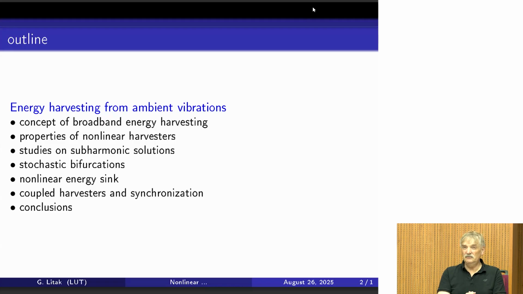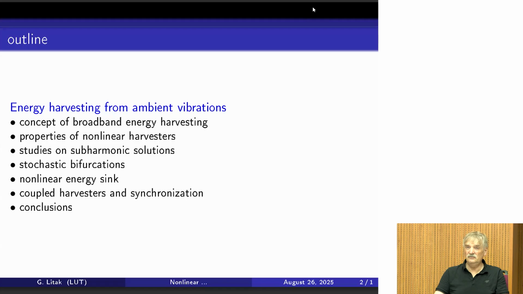And there are a number of resonances, stochastic resonances, and also stochastic bifurcations. Stochastic bifurcations happen if you have some switch between solutions. And then you have the concept of the nonlinear energy sink. The nonlinear energy sink is a concept where you can direct the energy in some way.